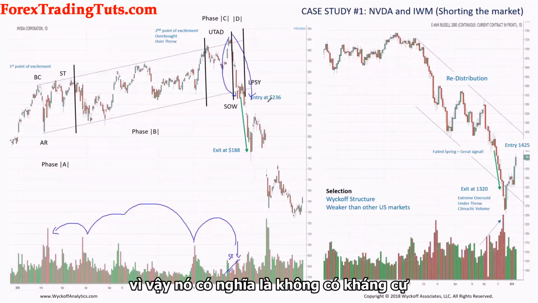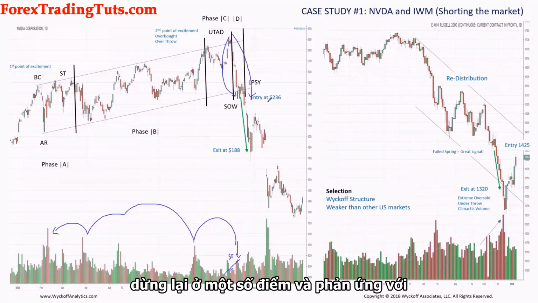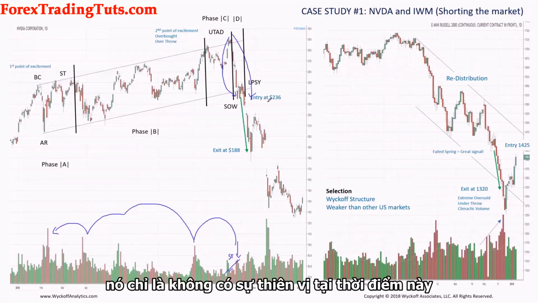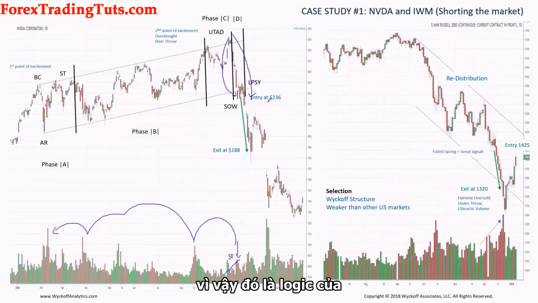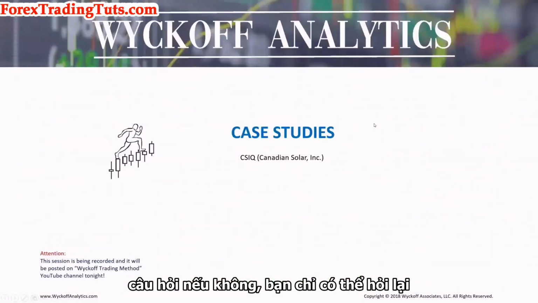So it means that there is no resistance for the price to stop at some point and to react to the upside. There is no bias at this point. So that was the logic of the continuation. Okay, and Eric, hopefully I understood your question. If not, you could just re-ask.